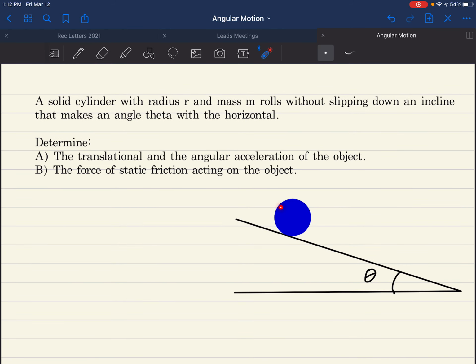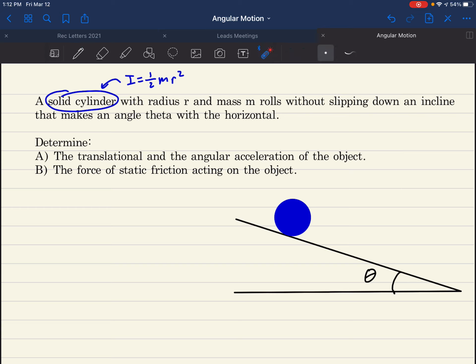So we've got a solid cylinder, and remember the equation for the rotational inertia of a solid cylinder is I equals mr. Oh wait, no, that's not right. A solid cylinder is 1/2 mr squared, same as a disk. With a radius r and mass m, it rolls without slipping down an incline that makes an angle theta with the horizontal.